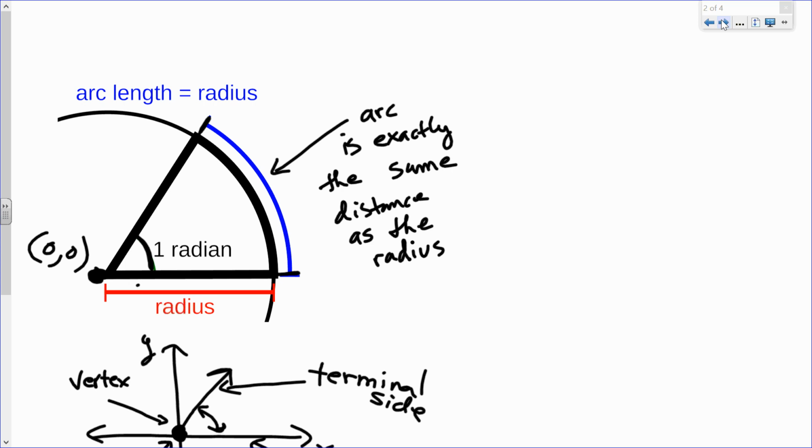Now, how do we go from degrees to radians and from radians to degrees, back and forth? You guys are more used to degrees. That's all you've been taught up to this point. That's a 90-degree angle. That's a 60-degree angle. 180-degree angle. How do we go back and forth from radians to degrees? That's what I'm going to teach you right now. So here we go.